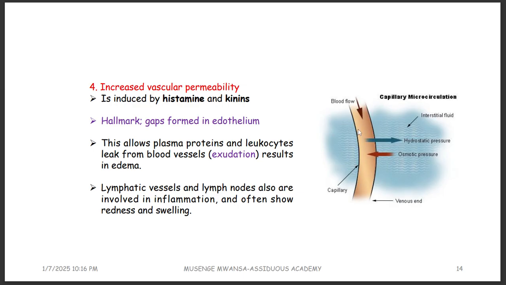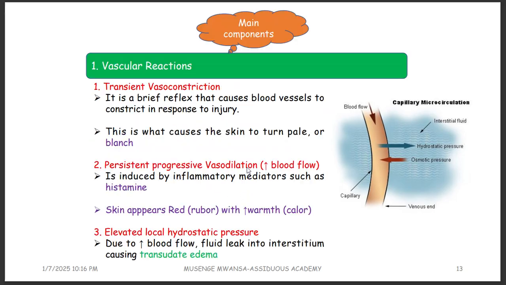So what will happen is that, remember, the blood vessels are surrounded by endothelium. Those endothelial cells, which are special epithelial cells, squamous cells of the blood vessel, will start having some space between them. So gaps are formed in the endothelium in response to histamine and the kinins. Because of those gaps, white blood cells will now start leaving the blood vessel. When the white blood cells are leaving the blood vessels, that leads to exudate edema.